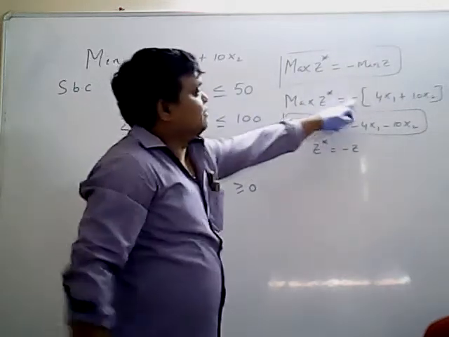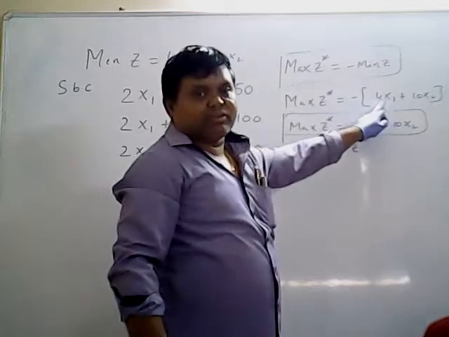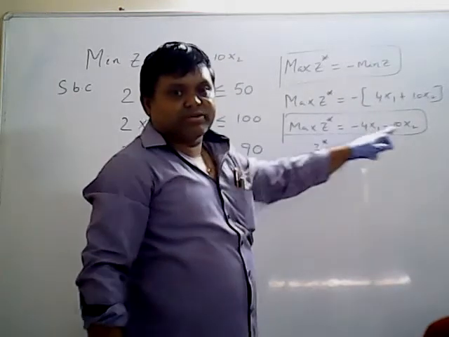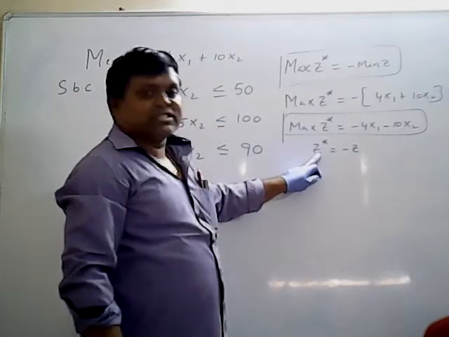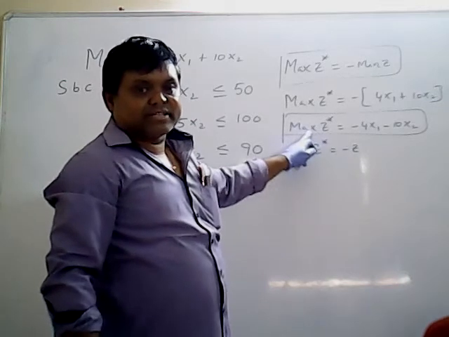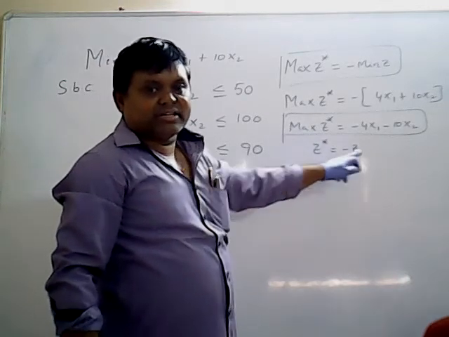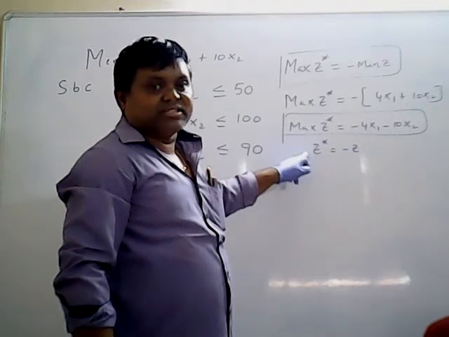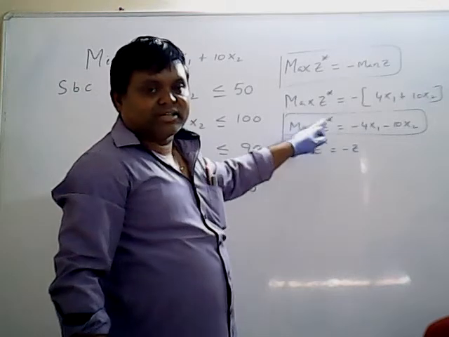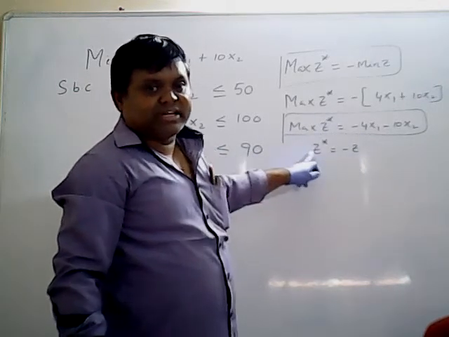So minus minimum z is the value; the function value is 4x1 plus 10x2, that means minus 4x1 minus 10x2, where z star equal to minus z. After getting maximum z star, calculate z equal to minus z star. Suppose you got maximum z star as 10, then what is the z value? You will get minus 10.